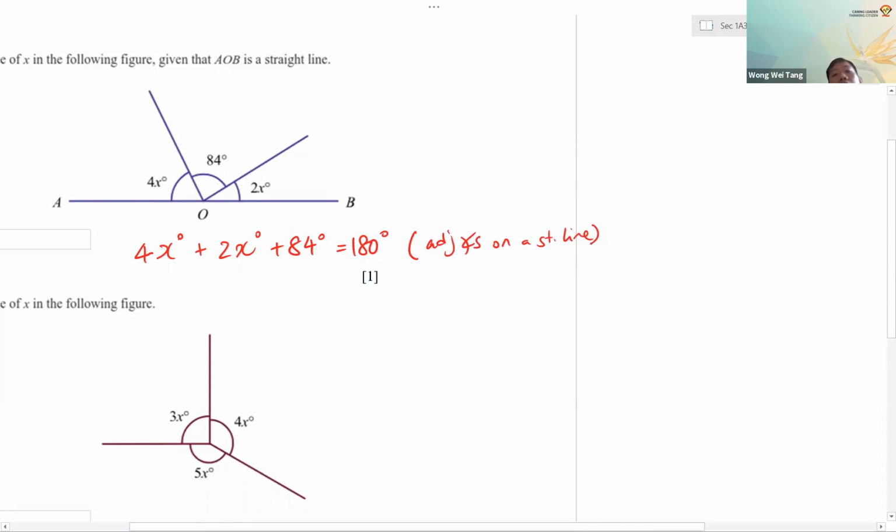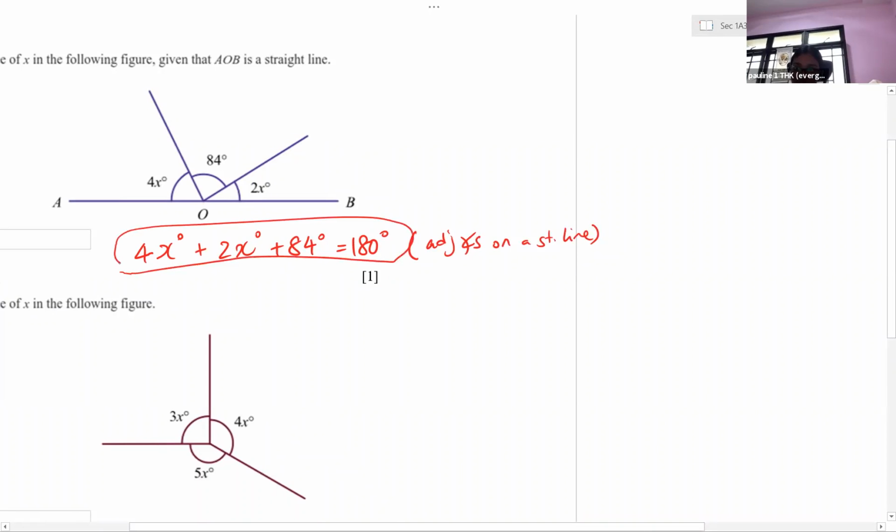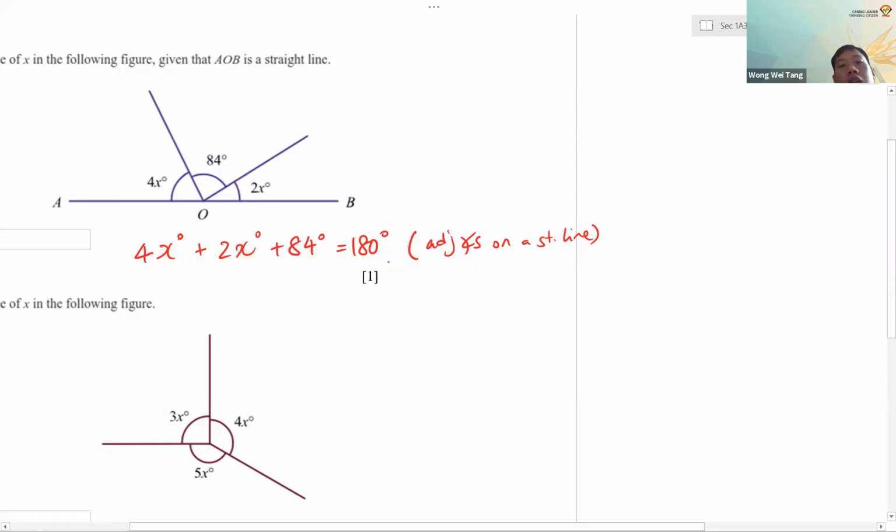Very good. So I need to see this step over here. Don't just give me 6x directly. Show me that you know that you are adding everything up and that is 180 degrees. Follow up with the property, the reason. Then from here we get 6x plus 84. We subtract 84 on both sides to give us 96 degrees. So x must be equals to 16.